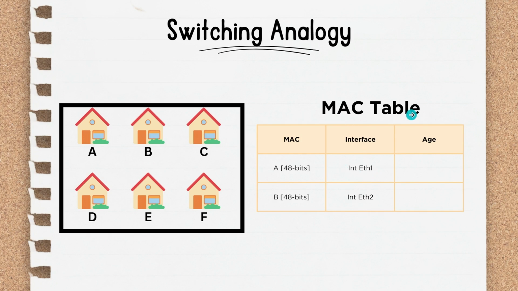This is nothing but a MAC table, and the destination is a MAC address, which is 48 bits, and there will be an interface. Let's say the home number will be an interface, like Ethernet 1, Ethernet 2. That's how there will be a table, and that is the switching analogy. There are some extra fields in the MAC table, such as age, which keeps track of the age of the MAC entry. At a fixed interval the MAC entries will be removed, and when there is communication again from that house, there will be an entry in the MAC table. That is nothing but the switching analogy.